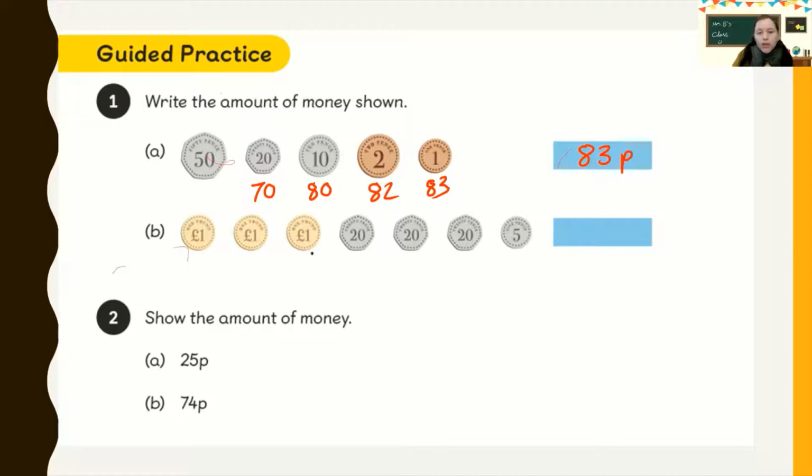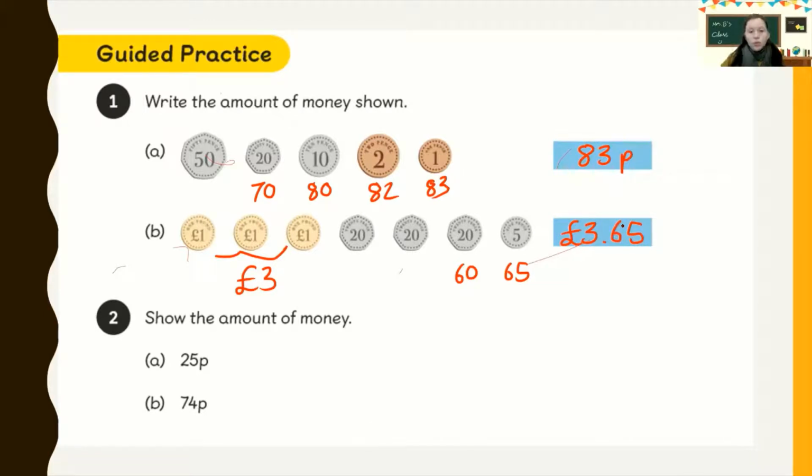Okay, we've got some pounds here now. So 1, 2, 3 pounds is £3. That one's nice and easy. So we know we've got £3 between these coins. Now let's look at the pence. So we've again got 20, 40, 60, 2, 4, 6, 20, 40, 60. Add 5 is 65. Well done. Don't forget the pounds. How many pounds did we have? That's right, 3. How many pence? 65. Fantastic.